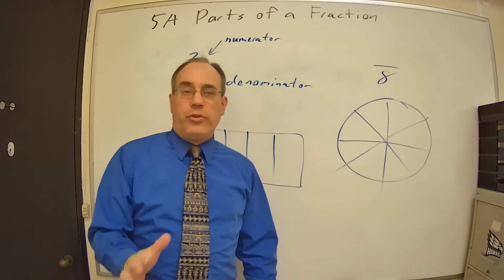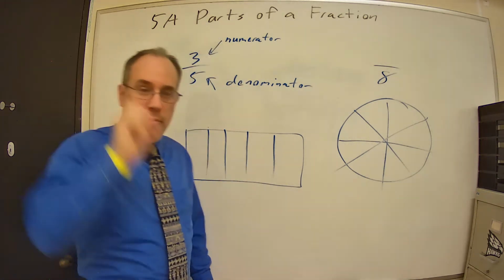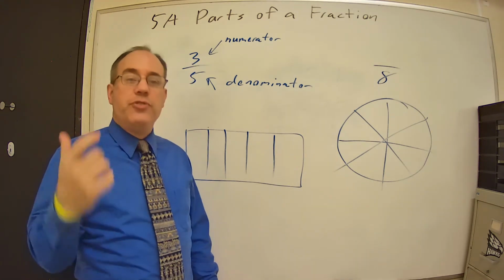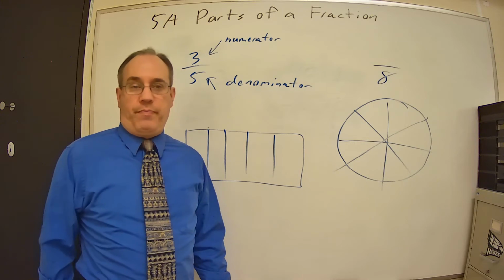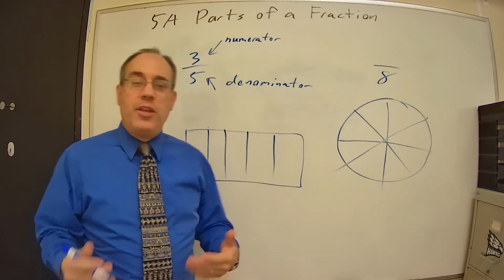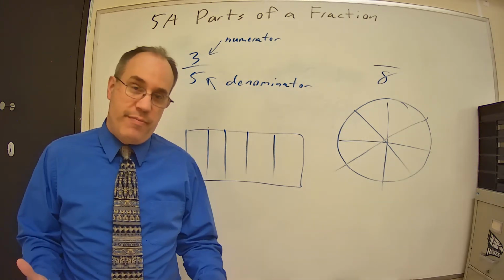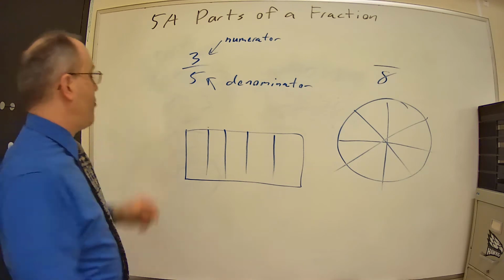So anytime you're looking at a fraction, that denominator says how many pieces or segments you need to get one whole item. So we need 5. The numerator tells us how many pieces we have. So in this case, our numerator, we have 3.